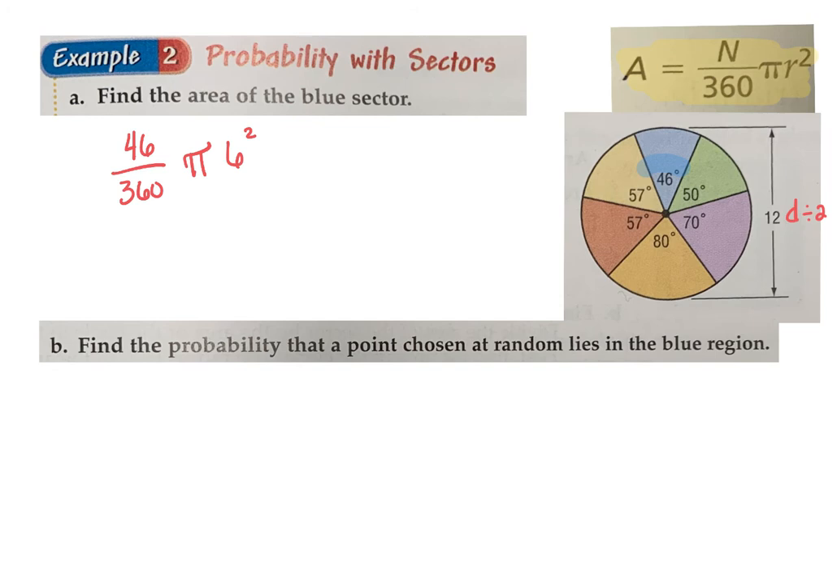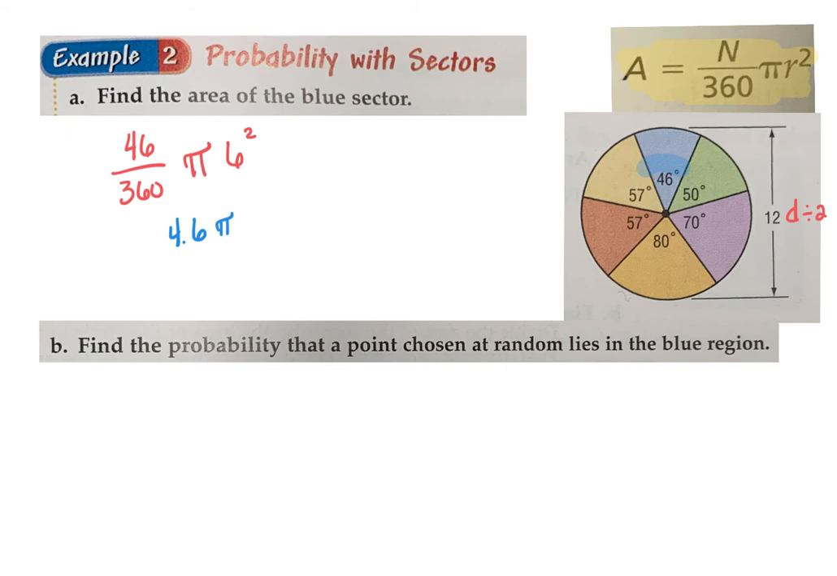And so when you simplify that, in your calculators, if you do 46 divided by 360 times 36, you are going to get 4.6 times pi. Now they left pi in it, so it just depends on whether they ask you to leave it in terms of pi or whether they want you to actually carry it out to a decimal place. And so just pay attention to your instructions for that.